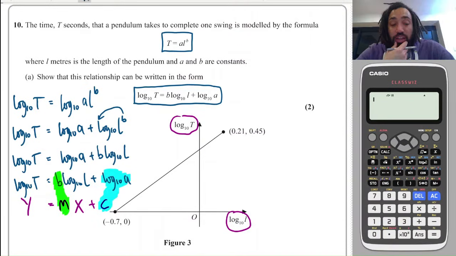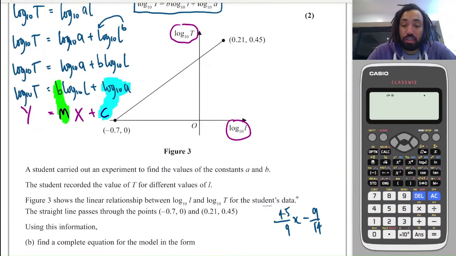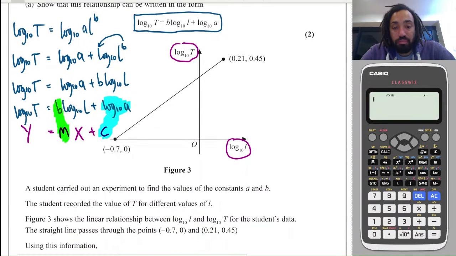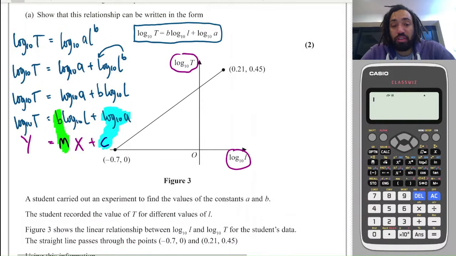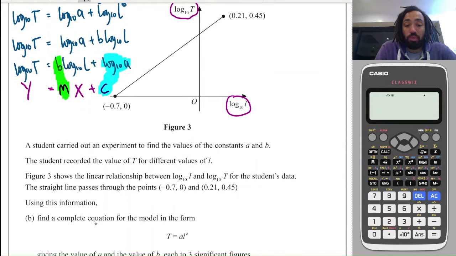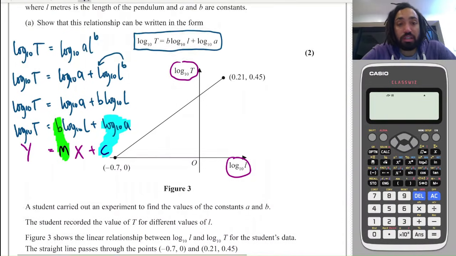Okay, so getting a bit ahead of myself there, but as you can see, that was when I did this question earlier. We need to work out the gradient because that would give us the value of b. And I've been asked to work out a complete equation for the model. So therefore, I need to work out a and I need to work out b.